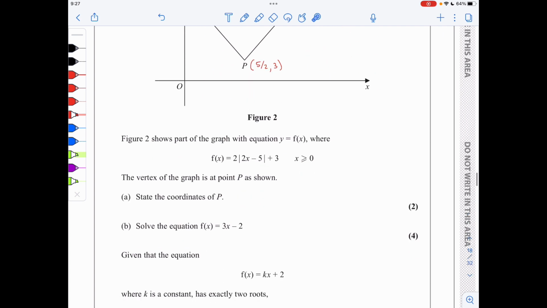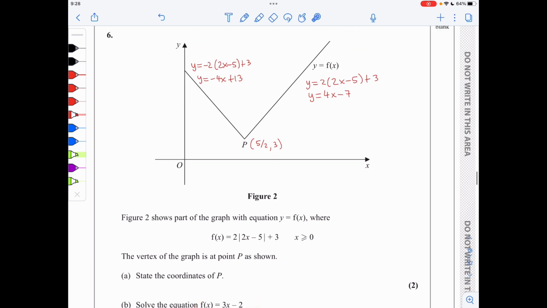Now, we are asked to solve the equation f of x is 3x minus 2, so I will be drawing a straight line that cuts the y-axis at a negative value, and it's less steep than this line here. This line has a gradient of 4. I'm drawing y is 3x minus 2, so there are obviously 2 distinct cuts, one with the line 4x minus 7, the other with the line minus 4x plus 13. These will give me the solutions I'm after.